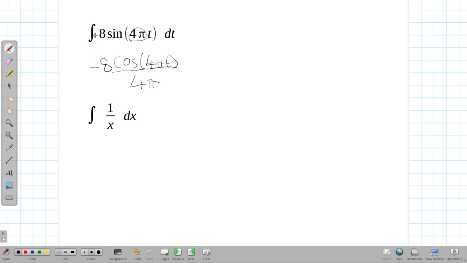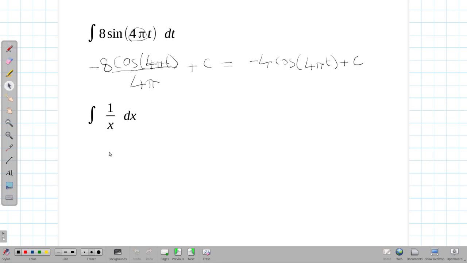If there'd been 1 there, there wouldn't be 1 here. Okay, it always becomes the opposite that way. And then plus c, and then let's tidy it up. The 8 will cancel with a 4, so we'll get 4, don't forget the minus sign, 4 cos 4 pi t plus c.